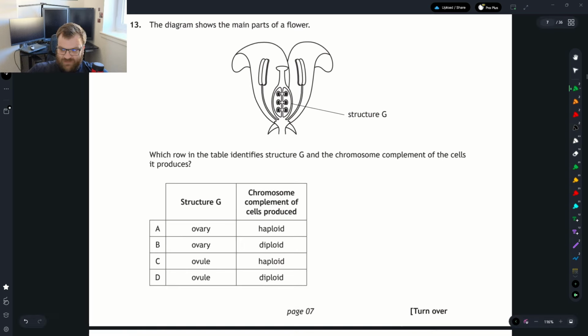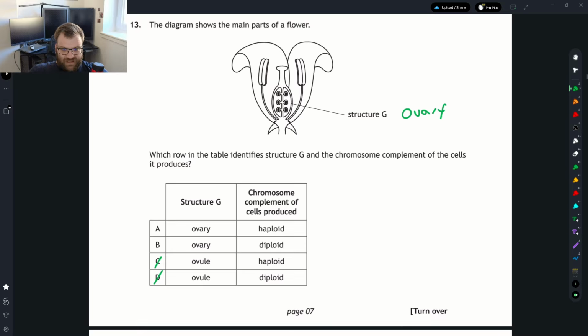And this one, on the plants, we have the female part, which is the ovary, not the ovule. Ovule is what's found in the ovary, and it's just talking about the structure. It'd be a bit tricky if they had asked us about what's made in structure G. This one's just in the name of structure G, so ovary.